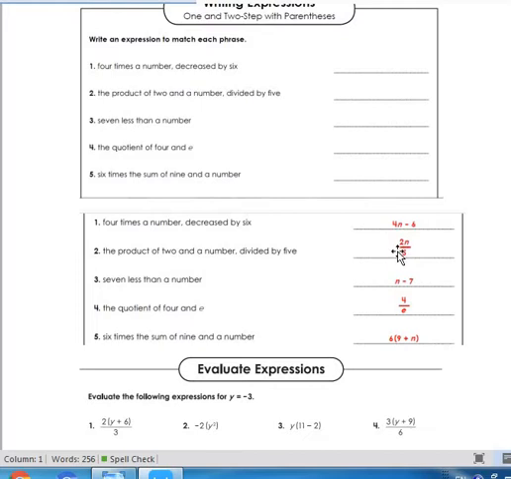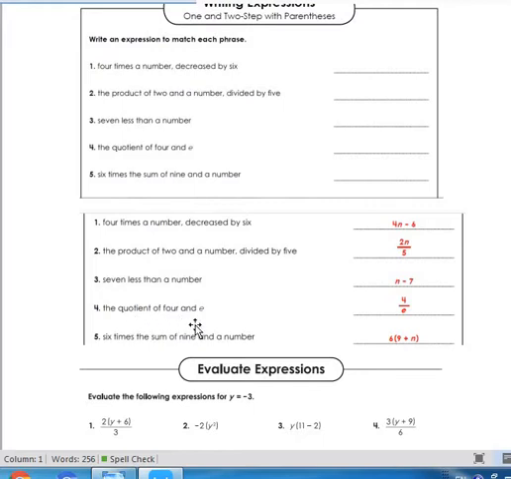Okay, all divided by 5. I can write the divided sign or the fraction sign. Both are right. 7 less than a number. We have 7 less than this number, so it's n minus 7.